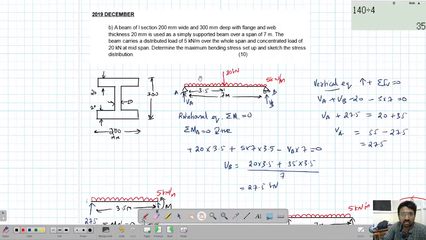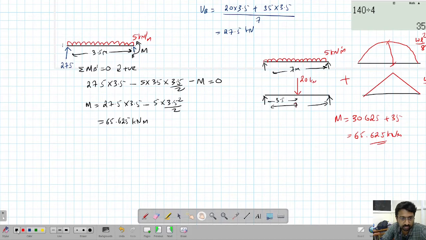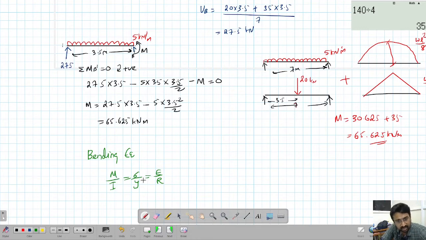Now this is the maximum moment. What they are asking is to find the bending stresses because of the 65.625 kilonewton meter moment. Now we can use the bending equation: M by I equals sigma by y equals E by R. You can remember this by 'May I see you, Elizabeth Rani.' Imagine that you are going to meet Elizabeth Rani and you are asking for permission. So this is something which you can always use.